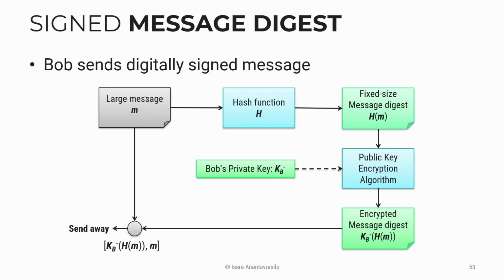Bob has a large message M to send. What he's going to do is apply a hash function over M. As a result, you have this h of M, a fixed-size message digest. Then Bob is going to apply his private key to encrypt the h of M. The result is the encrypted message digest, KB minus of h of M. Bob is going to send this encrypted digest along with the original message M.